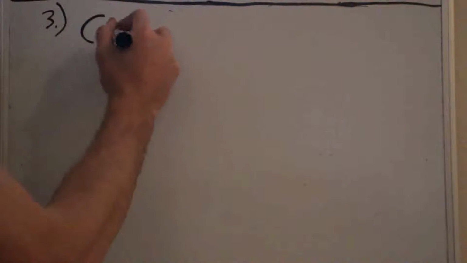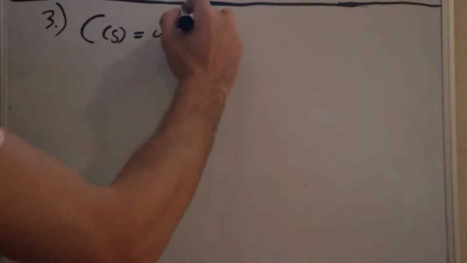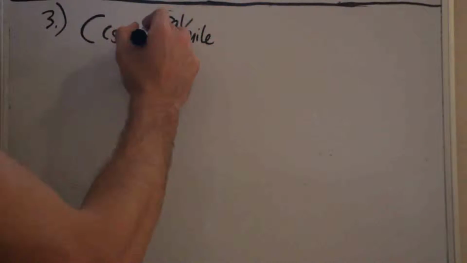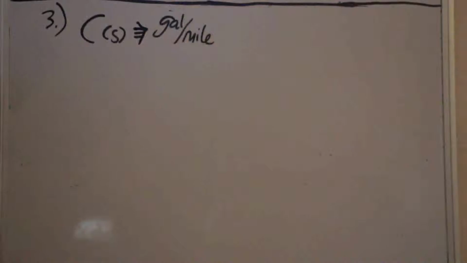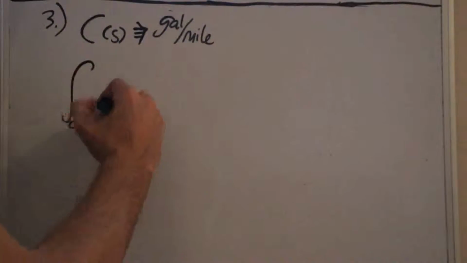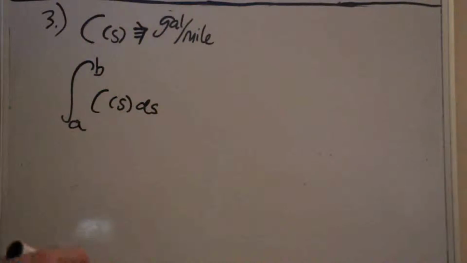Okay, problem number 3. For a car traveling at a speed of s miles per hour, the fuel consumption of the car, C(s), is equal to the fuel consumption of the car in gallons per mile. So C(s) is gallons per mile. Then the question is, what are the units of the integral from a to b of C(s) ds?